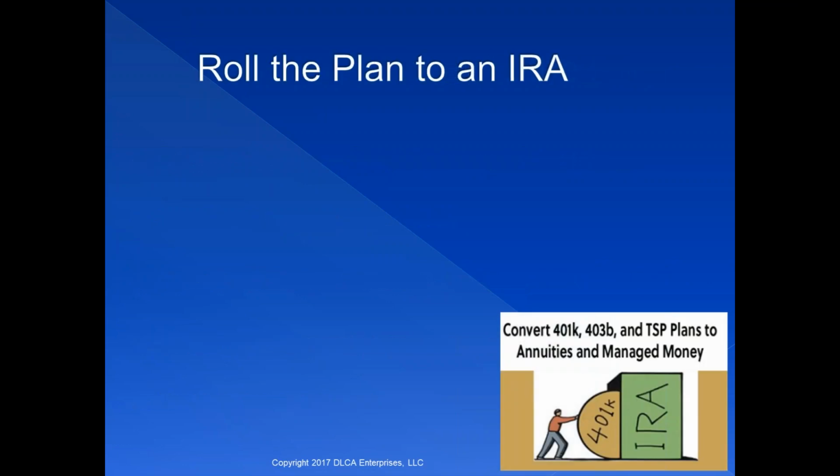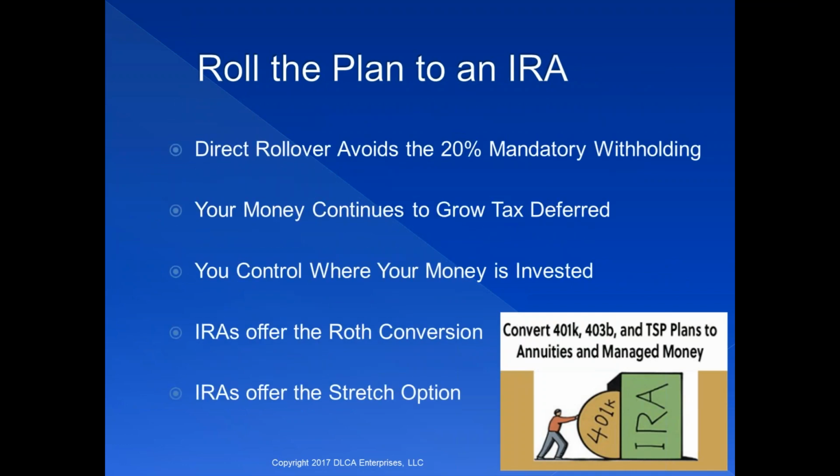Now let's take a look at rolling that plan, the 401k, 403b, whatever it is, to an IRA. A direct rollover. See, another thing that's going to happen, they say, well, if I try to roll that money out, the plan custodian said that they're going to withhold 20% for taxes. It's mandatory withholding. It isn't true. If you do a direct rollover, in other words, it goes from the current custodian to the new custodian of their choice, that avoids the 20% mandatory withholding. The money is still growing tax deferred.